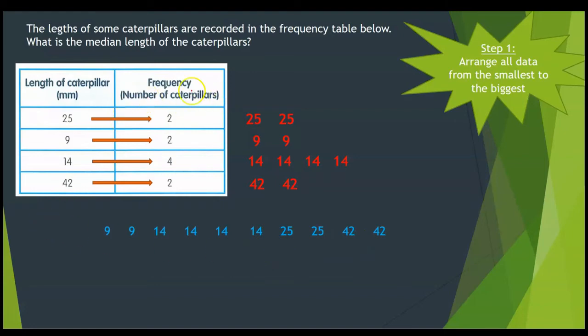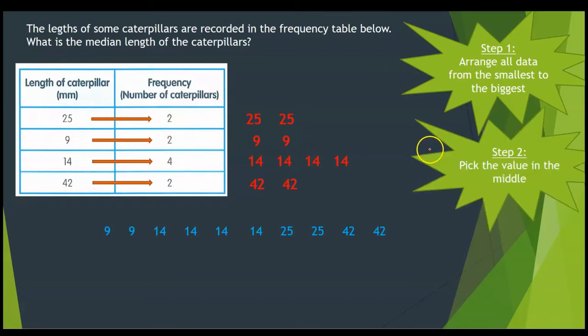How many caterpillars do I have here? If I add the frequency, 2 plus 2, 4, plus 4, 8, plus 2, 10. So there are 10 values and there are 10 caterpillars. Okay, is this clear? What about step 2?